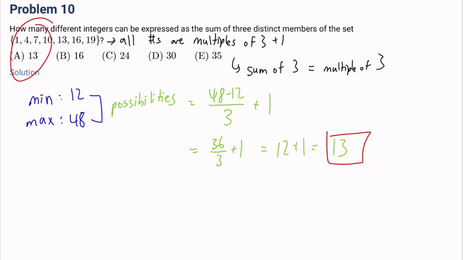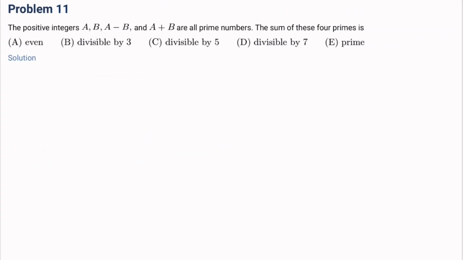It's A. Number 11. The positive integers a, b, a minus b, and a plus b are all prime numbers. The sum of these 4 primes is even, divisible by 3, divisible by 5, divisible by 7, or prime. Okay, so first of all, since a minus b and a plus b are both prime, that means b must be even, actually, but then since b is also a prime number, that means b must be 2, right? So we have a, 2, a minus 2, and a plus 2, they should all be prime numbers, right?